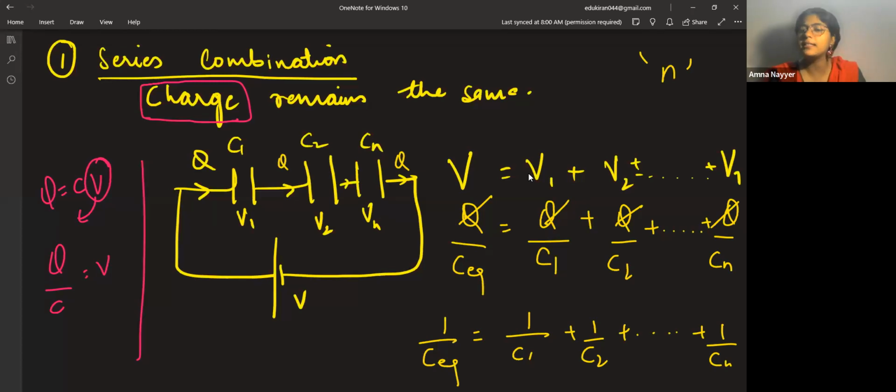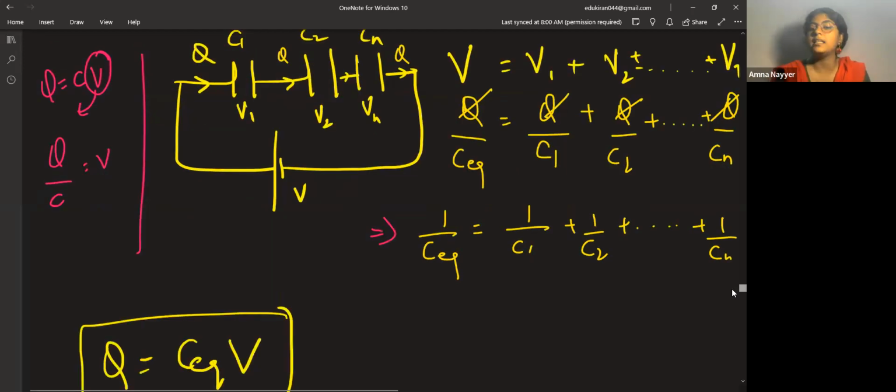If there are two capacitors in your circuit, only C1 and C2. If three, C1, C2, C3. We have taken it till nth. So in series combination, the final equation is 1 by C equivalent is equal to 1 by C1 plus 1 by C2 plus 1 by C3 up till C nth.